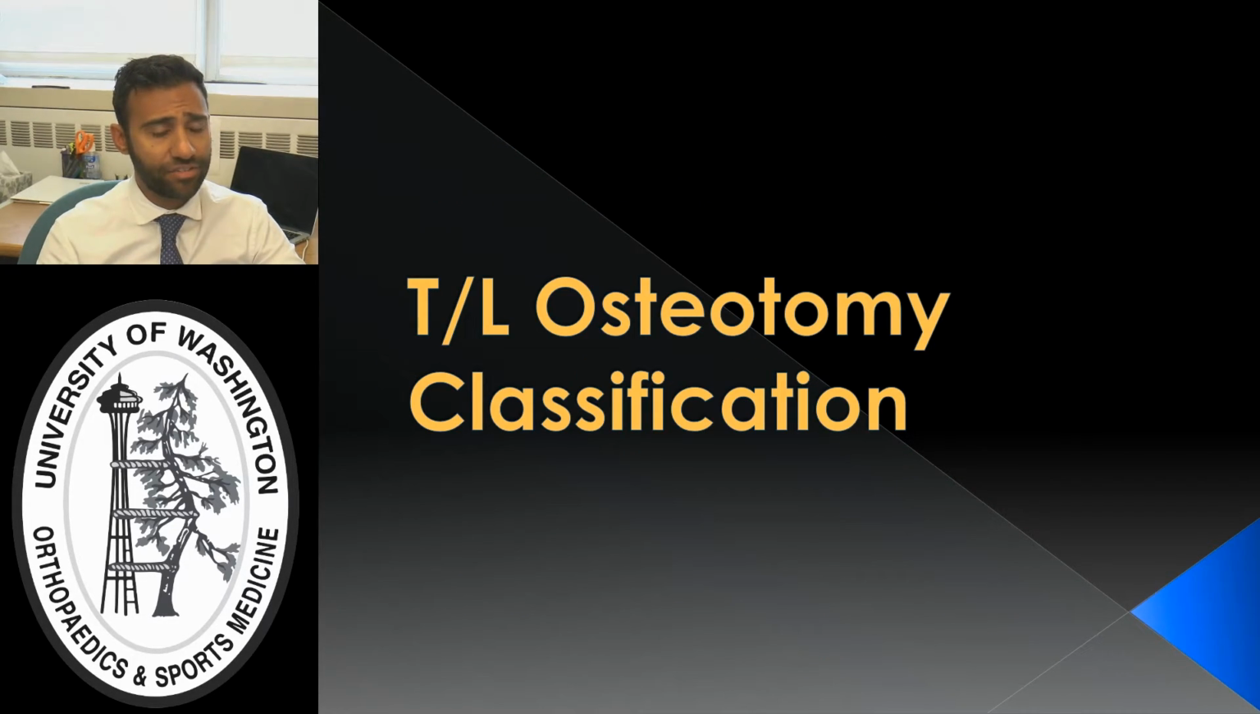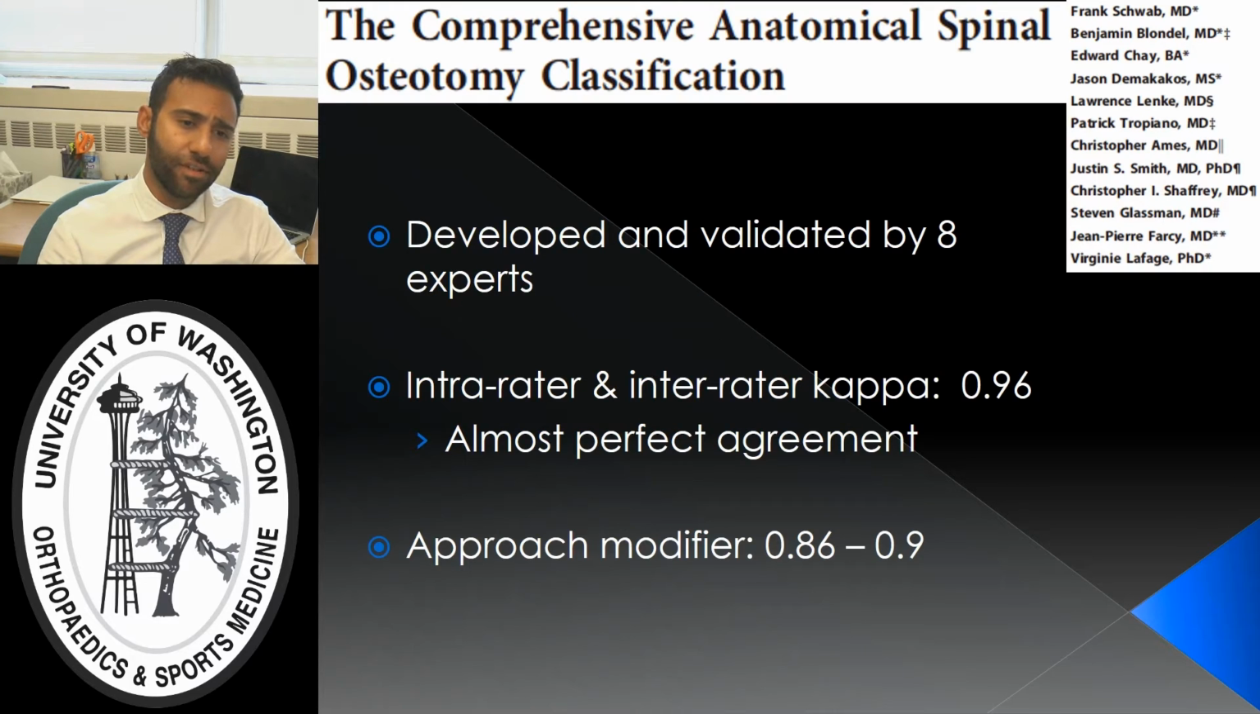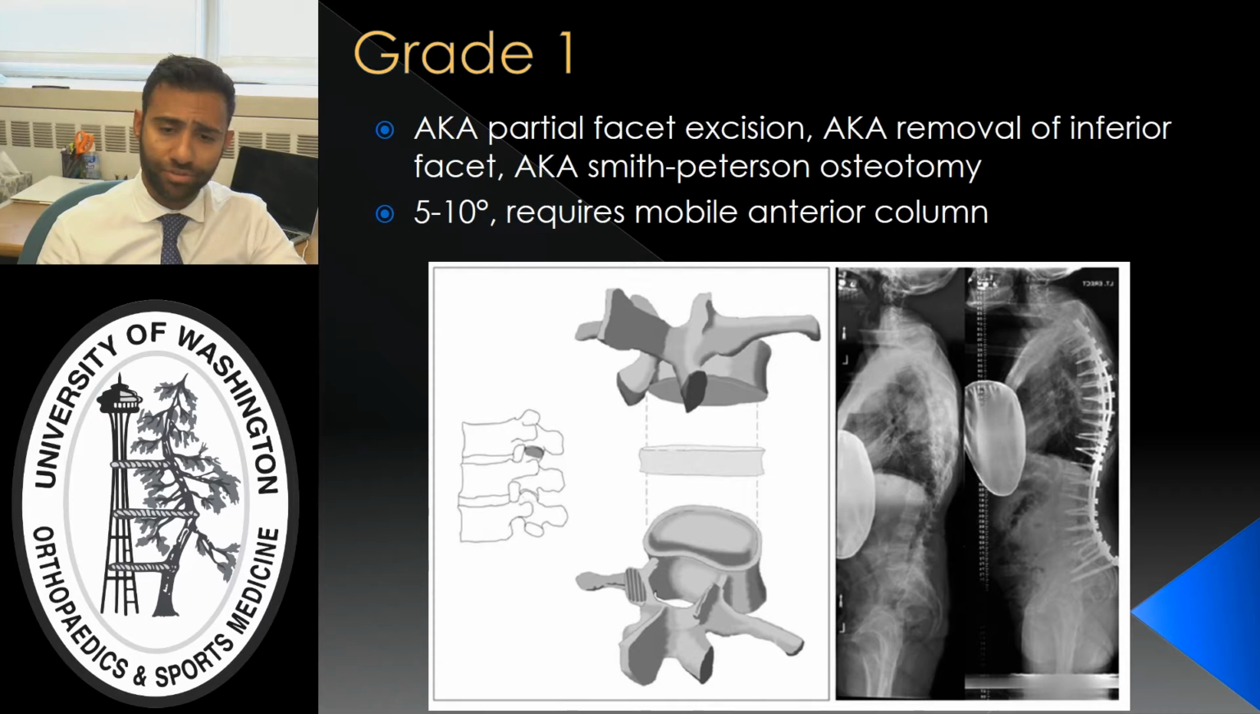Another classification system that is evolving is the thoracic and lumbar osteotomy classification. This has been developed and validated by eight spine surgery experts. The inter- and intra-observer reliability is very high, almost perfect, with a kappa of 0.96. And I will describe it for you here.